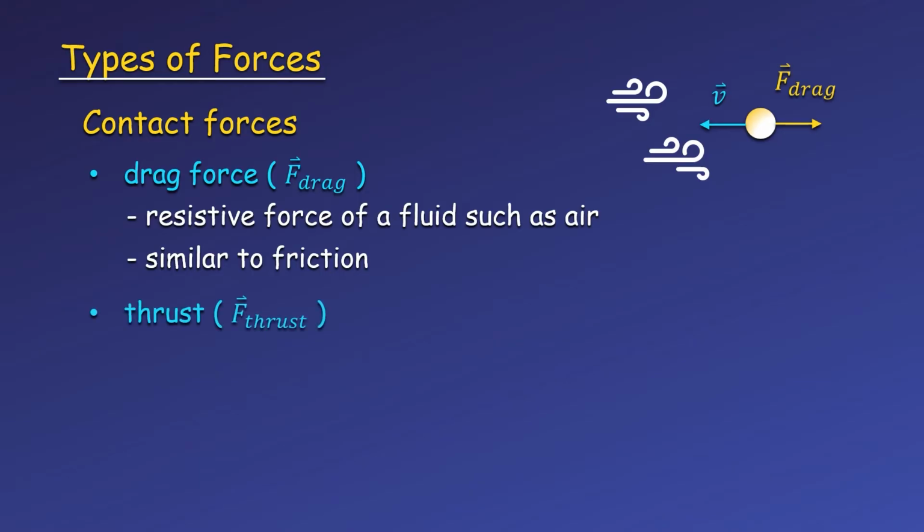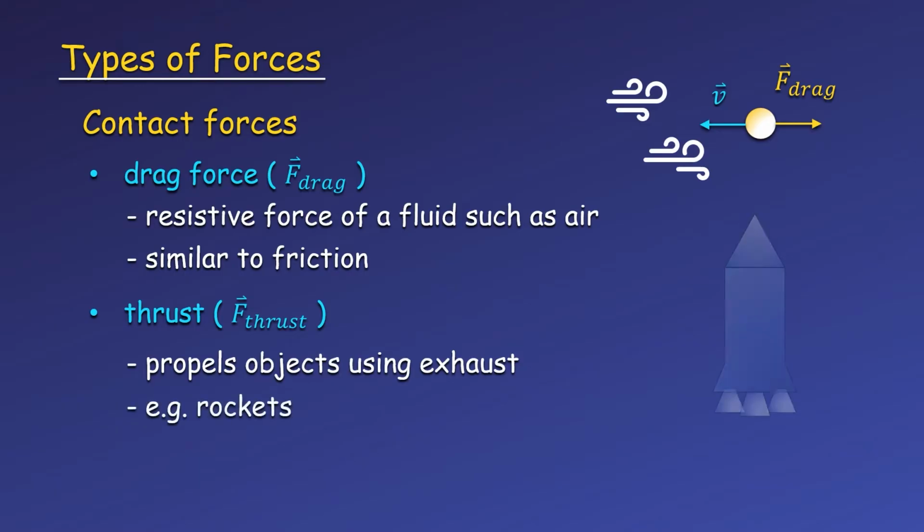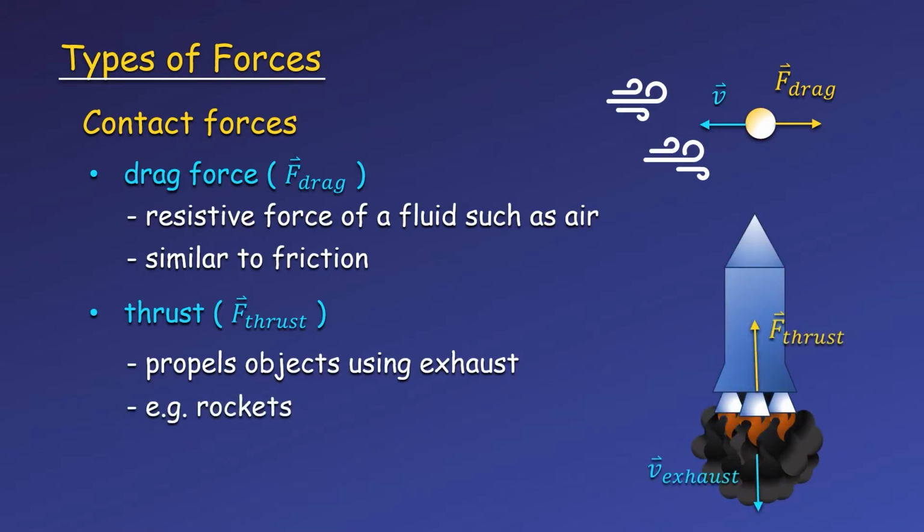The last contact force is thrust. This is a force that propels an object one way by expelling exhaust in the opposite direction. A common example is a rocket. But we can also think of you and a friend ice skating. Say you're holding on to each other and you're not moving. If you want to propel your friend one way, you push on them, but that sends you the other way. This is the same idea, and we may look at this later, and we may talk about rockets.